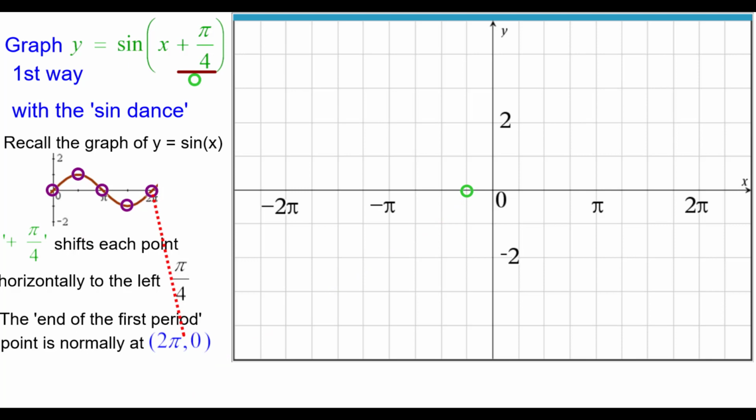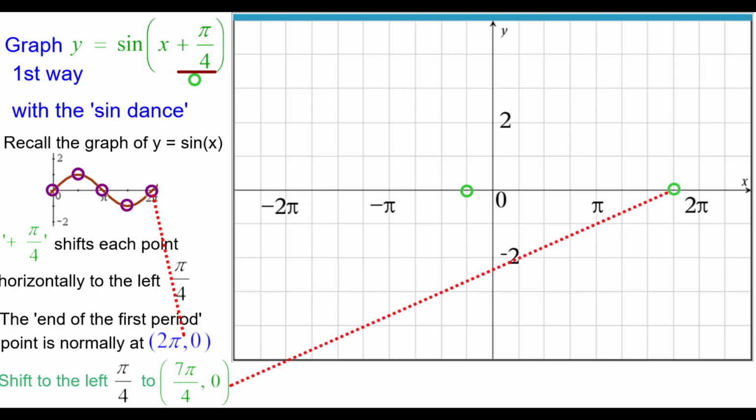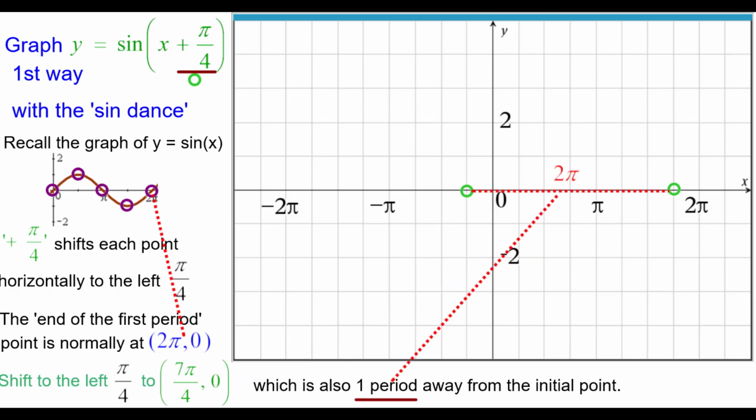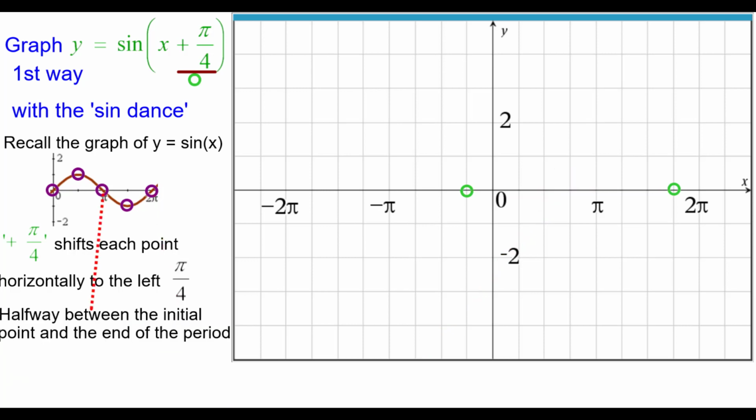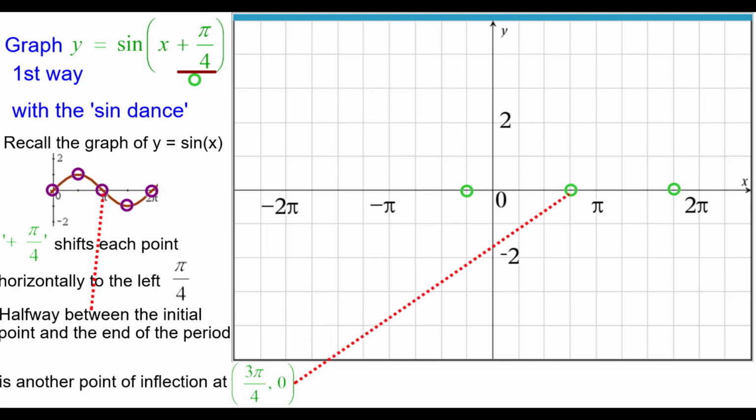The end of the first period is normally at (2 pi, 0), but we're shifting everything to the left pi over 4, so it's going to be at (7 pi over 4, 0), right there, which is also one period away from the initial point, which is 2 pi away. Halfway between the initial point and the end of the period is another point of inflection, and it's normally at (pi, 0), but for us it's going to be at (3 pi over 4, 0). Everything again is shifted to the left, pi over 4.